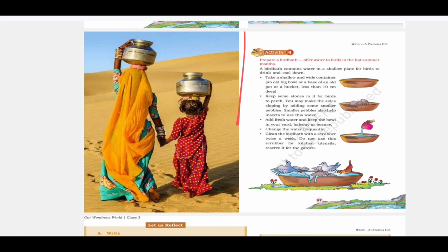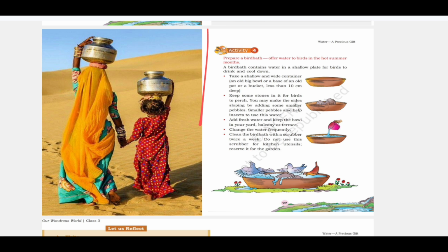Now let's go to the next page. See, I've added an image over here. You can see young girls and women walk for long distances to get water. So be thankful that we are getting water. And here we have another activity for you. Lots of activities in this chapter. This is your fourth activity.